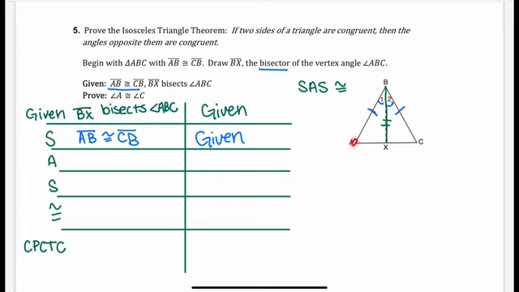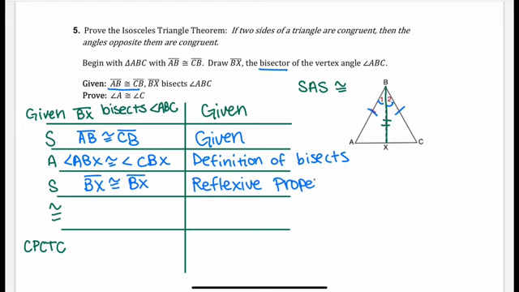We have angle ABX is congruent to angle CBX, and that is going to be because of that bisector. We've gotten the line that bisects it, so by the definition of bisector, or bisects, angle ABX is congruent to angle CBX. Now our last side is BX and BX. Those are congruent, and that would be by the reflexive property.